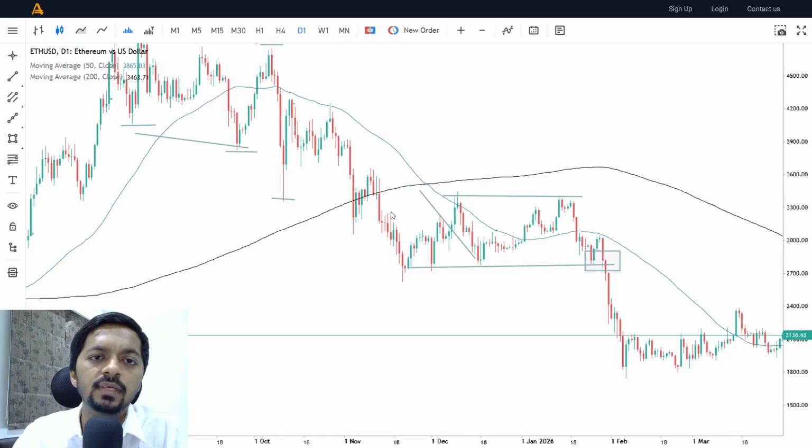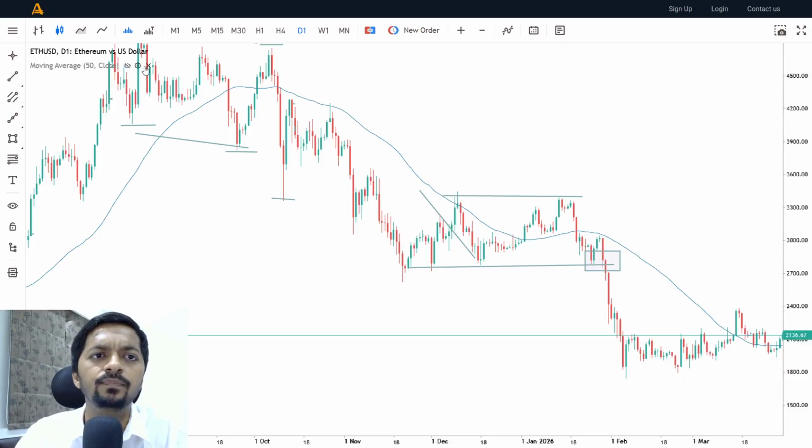So majority of the time, if you want to filter out the trend, you can use a simple one moving average, or you can use the trend line method, or you can use the simple basic method of spotting higher highs and higher lows, or lower highs and lower lows, right? So this is how you can spot the trend.